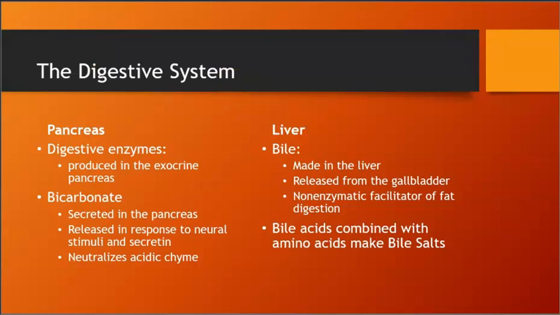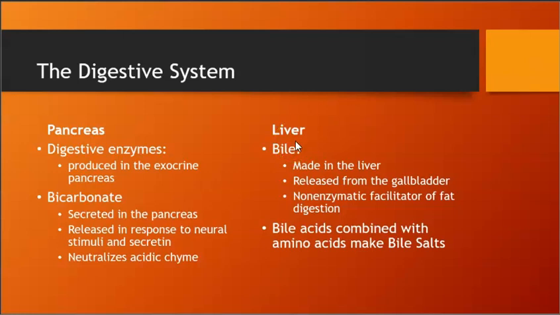The digestive system involves more than just your intestines and your stomach. It also includes your pancreas and your liver. Your pancreas secretes digestive enzymes, which are produced in the exocrine pancreas. It also secretes bicarbonate. The bicarbonate is released in response to neural stimuli and secretin. It also neutralizes acidic chyme that sloshes together in your stomach.